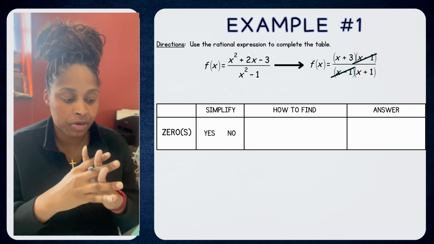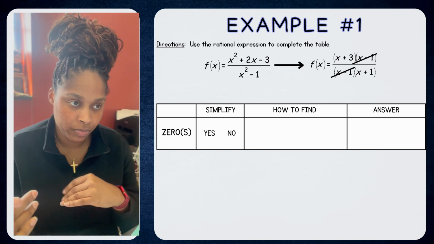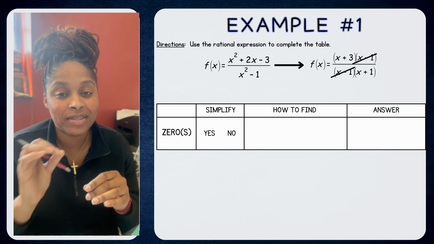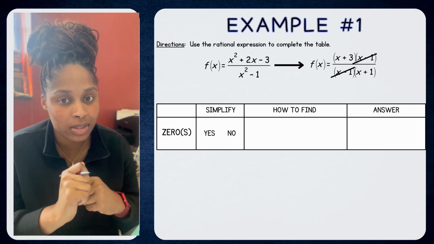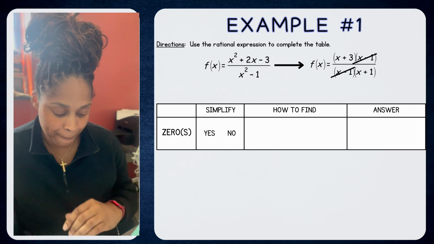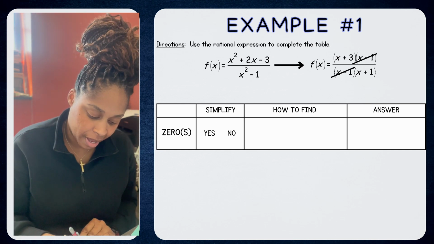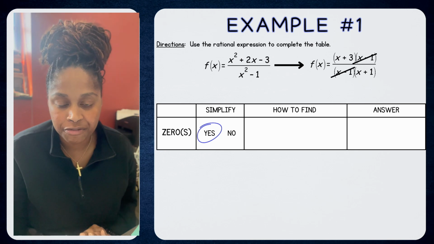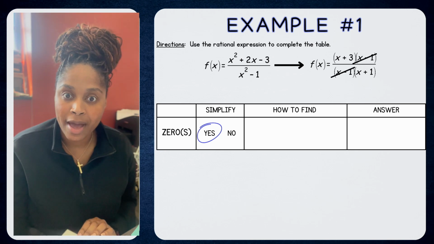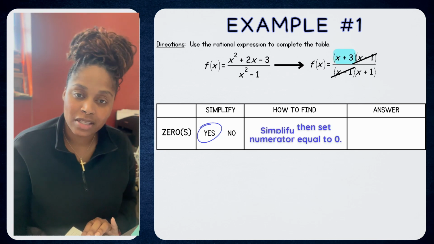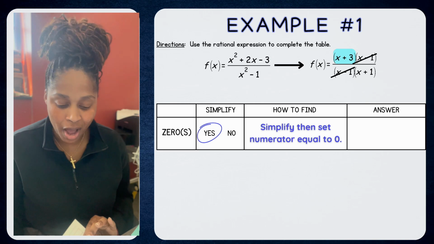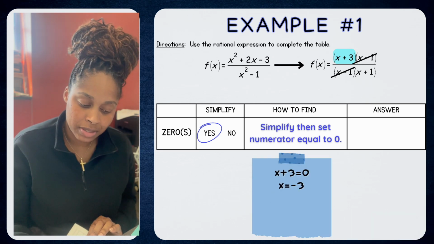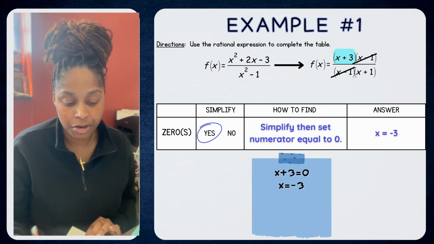Zeros. All right, so zeros are your x-intercepts. Your zeros are going to occur when the top part of your fraction is equal to 0 after you simplify. Okay, so we need to simplify. And notice that that x minus 1 is gone from the top of our fraction. So we're only left with x plus 3. So I'm going to set x plus 3 equal to 0 and solve for x, which means our zero is only at x equals -3.